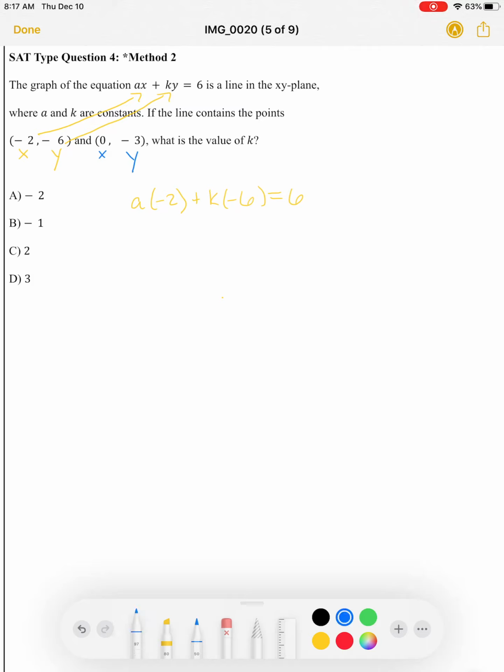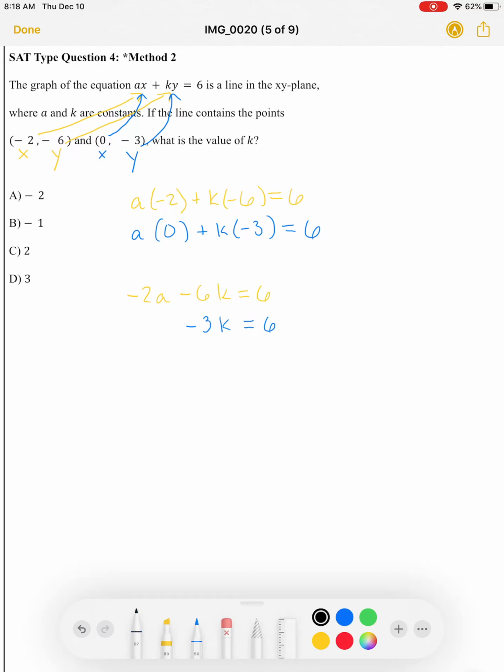Doing the same thing with the second point, plugging x in for x and y in for y, I would have a times 0 plus k times negative 3, and again, that equation equals 6. This can be rewritten because a times negative 2 is a negative 2a, and negative 6 times k is a negative 6k. And rewriting the second one, a times 0 is just 0, so that kind of disappears. And k times negative 3 is a negative 3k.